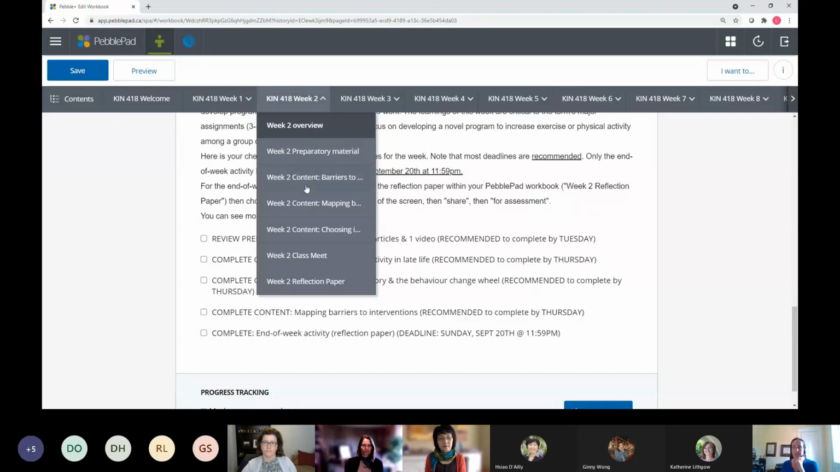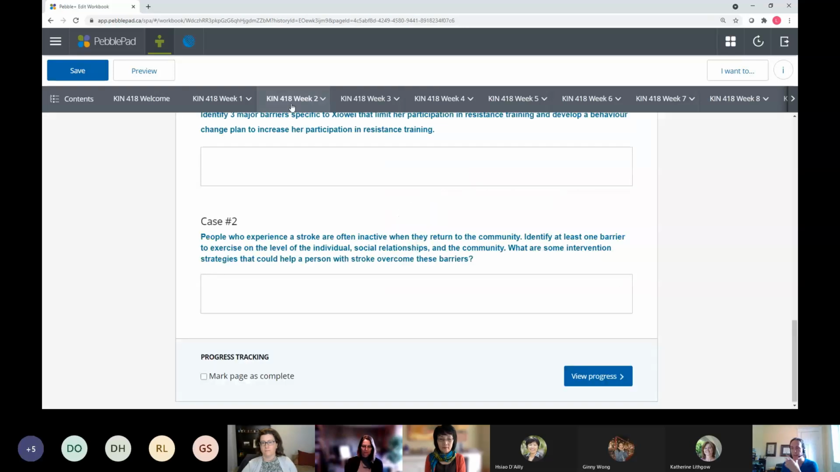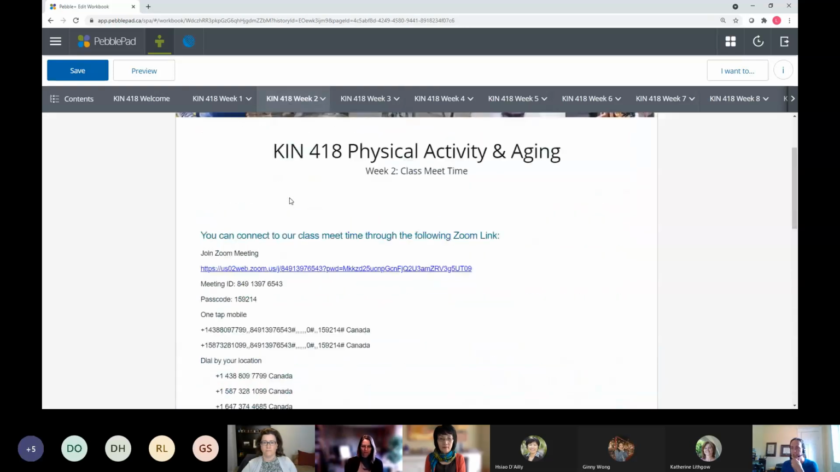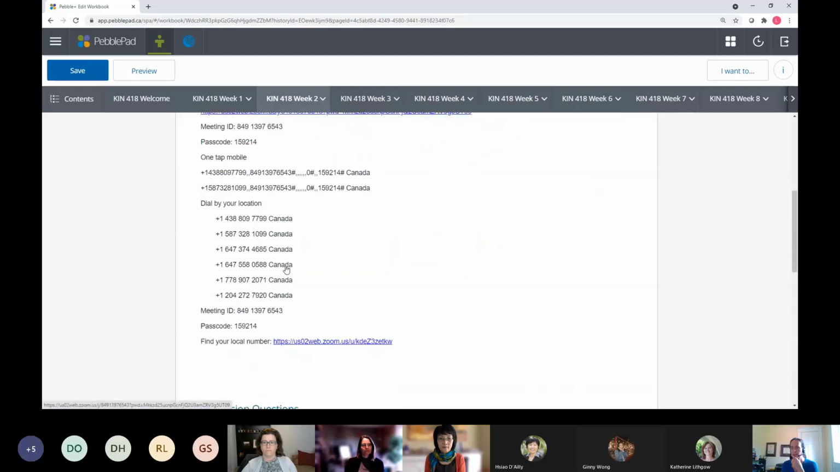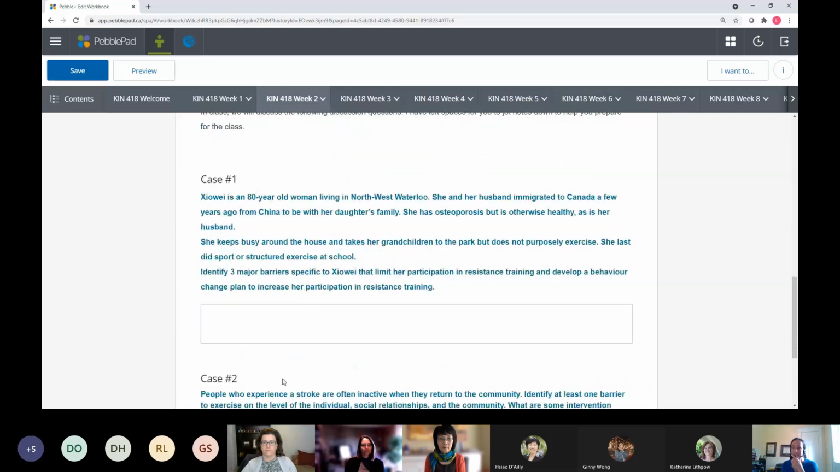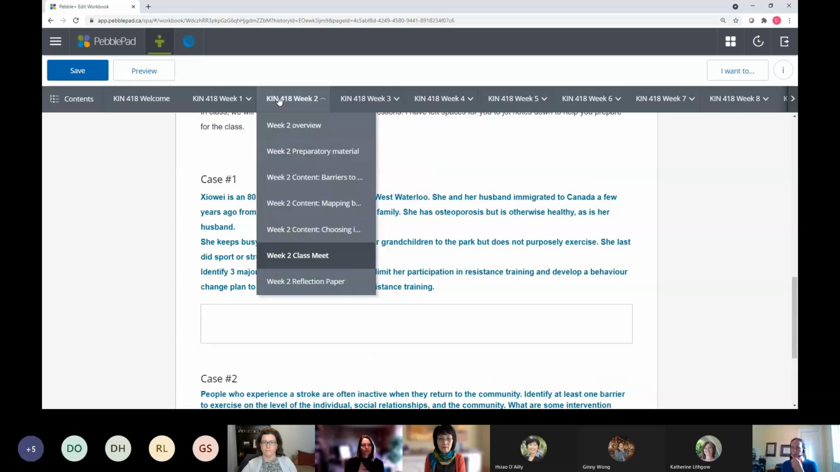And then I'd have 2 to 3 different content pages, depending on the week. A link to the class meet, which just to make it convenient for them, was essentially the same up top, but then the questions or cases that we discussed down below so they could prepare, and then a place to put their reflection paper.